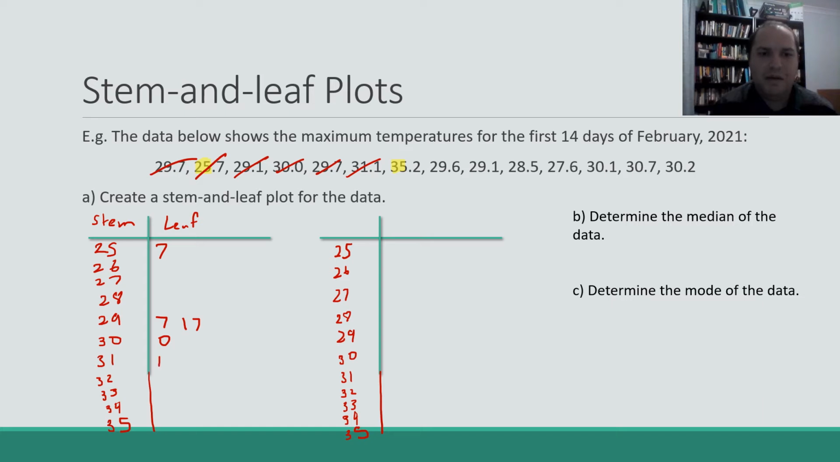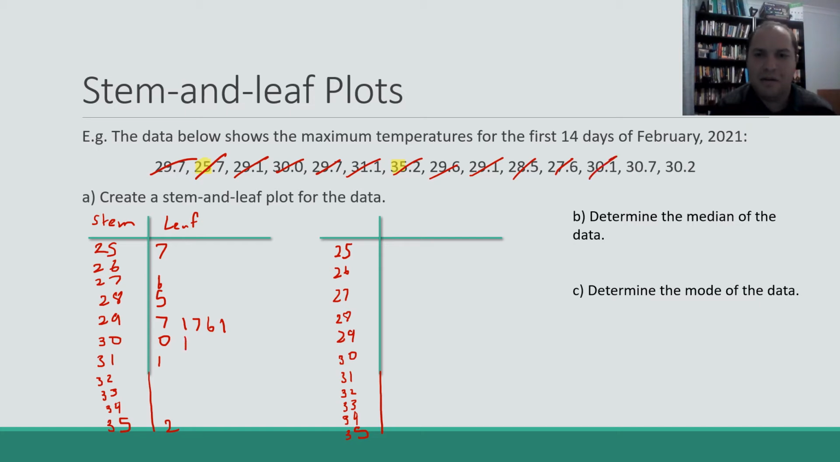31.1, 1 there. 35.2, 2 there. 29.6, 6 there. 29.1, 1 there. 28.5, 5 there. 27.6, 6 there.